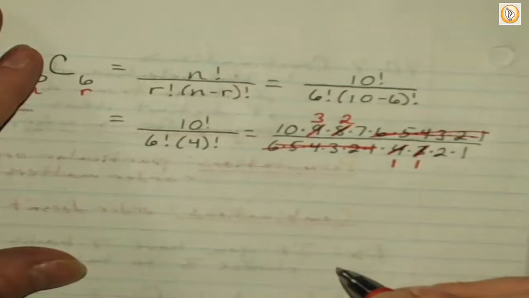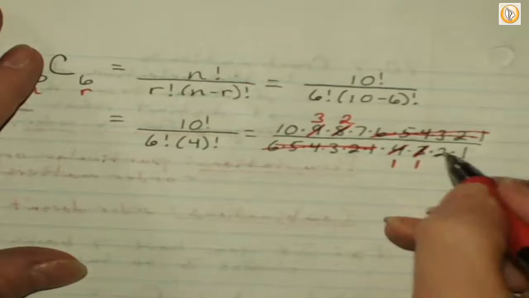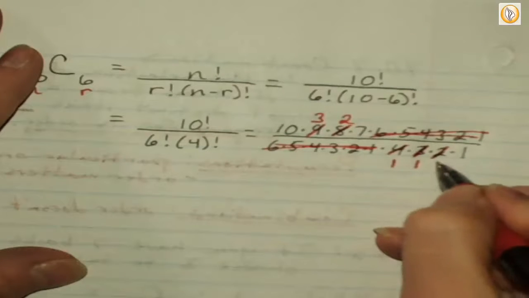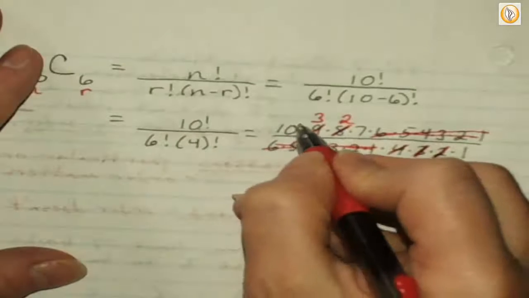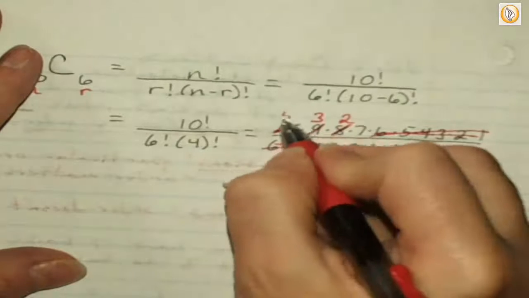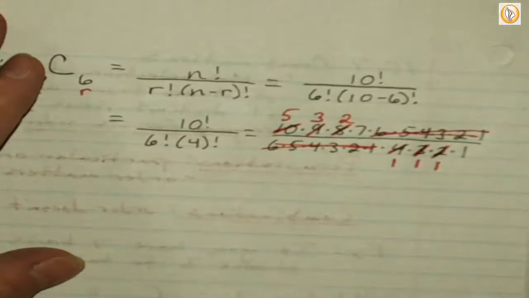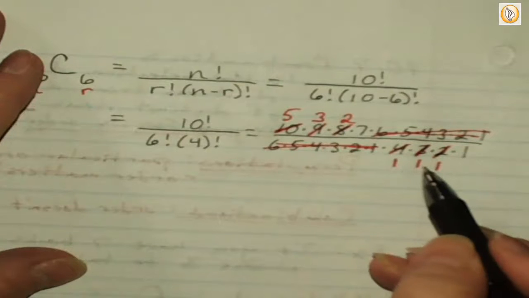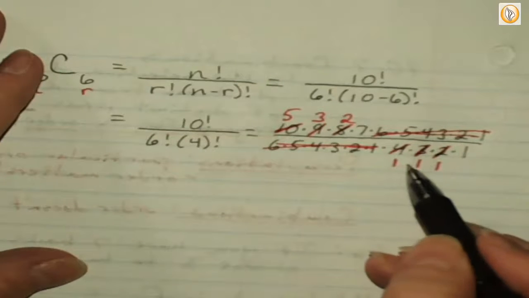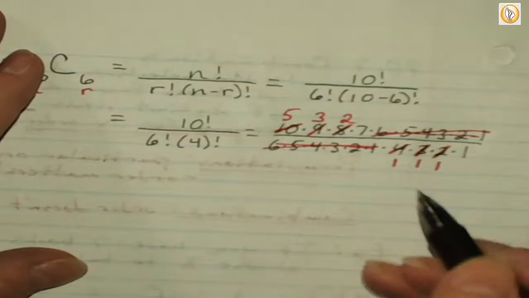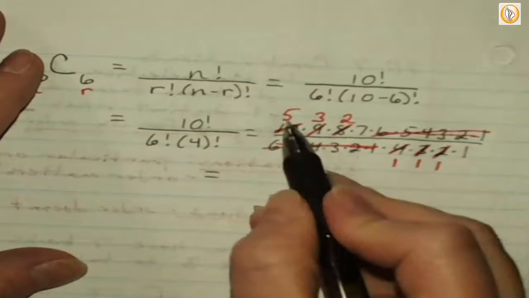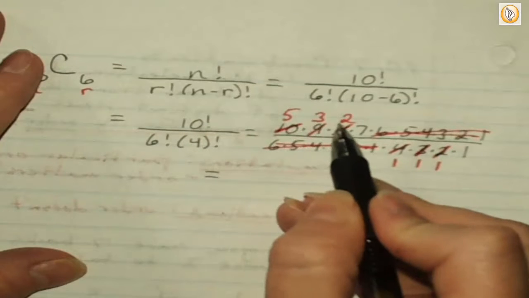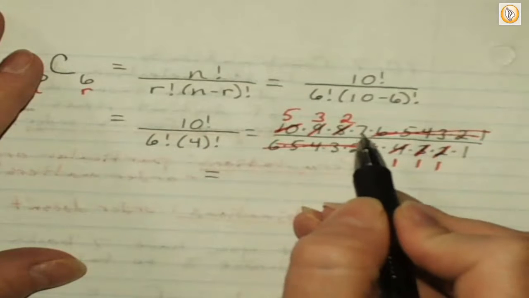I see another one. Okay, 2 and 10. 2 goes into 2 one time. 2 goes into 10 5 times. That's it, because we have just a bunch of ones down here. Now, it won't always be a bunch of ones, but still, it's kind of nice. So, we're left with 5, 3, 2, and 7. Don't forget about your 7.